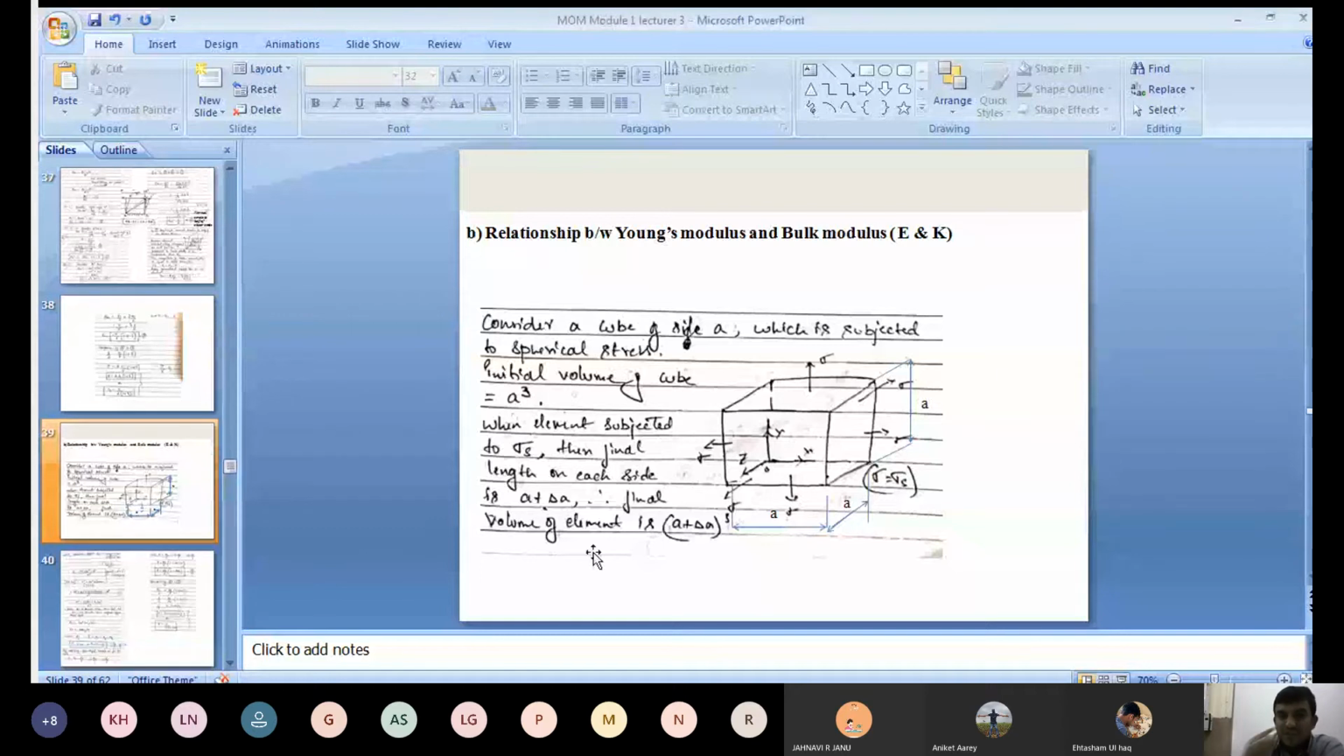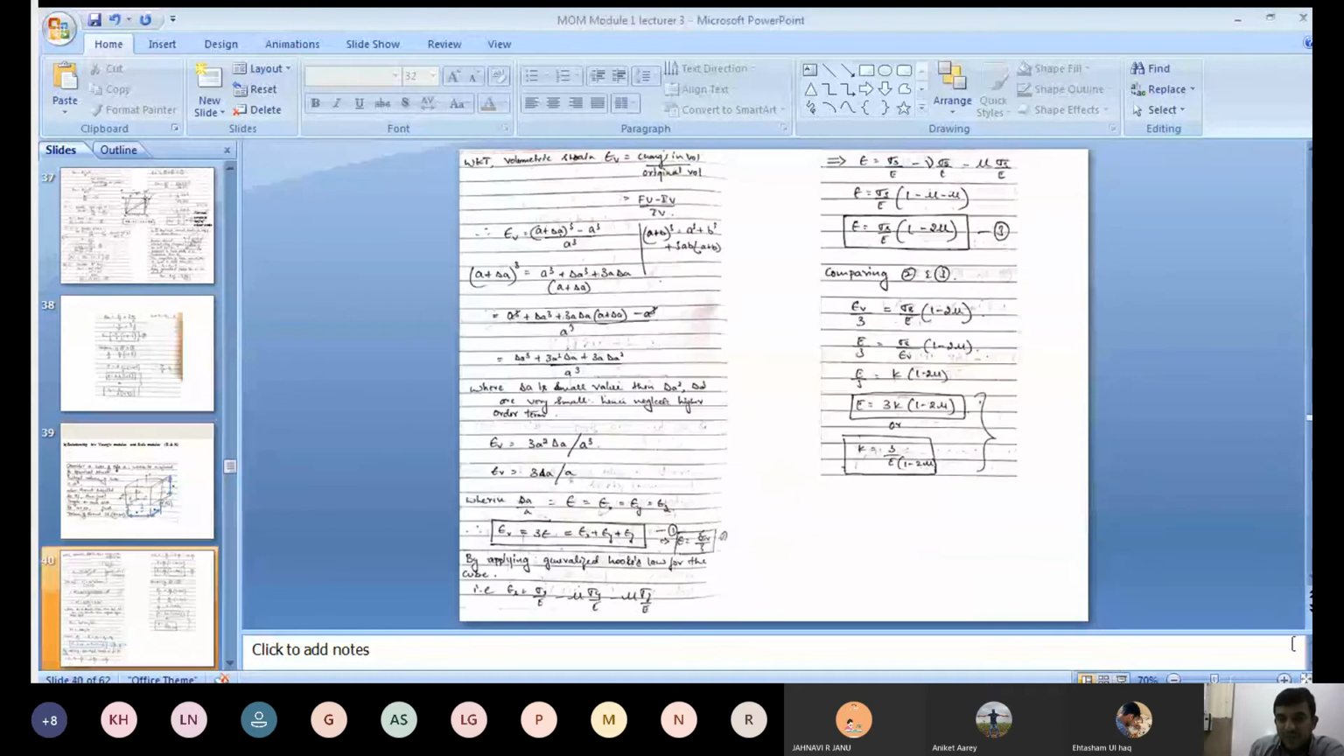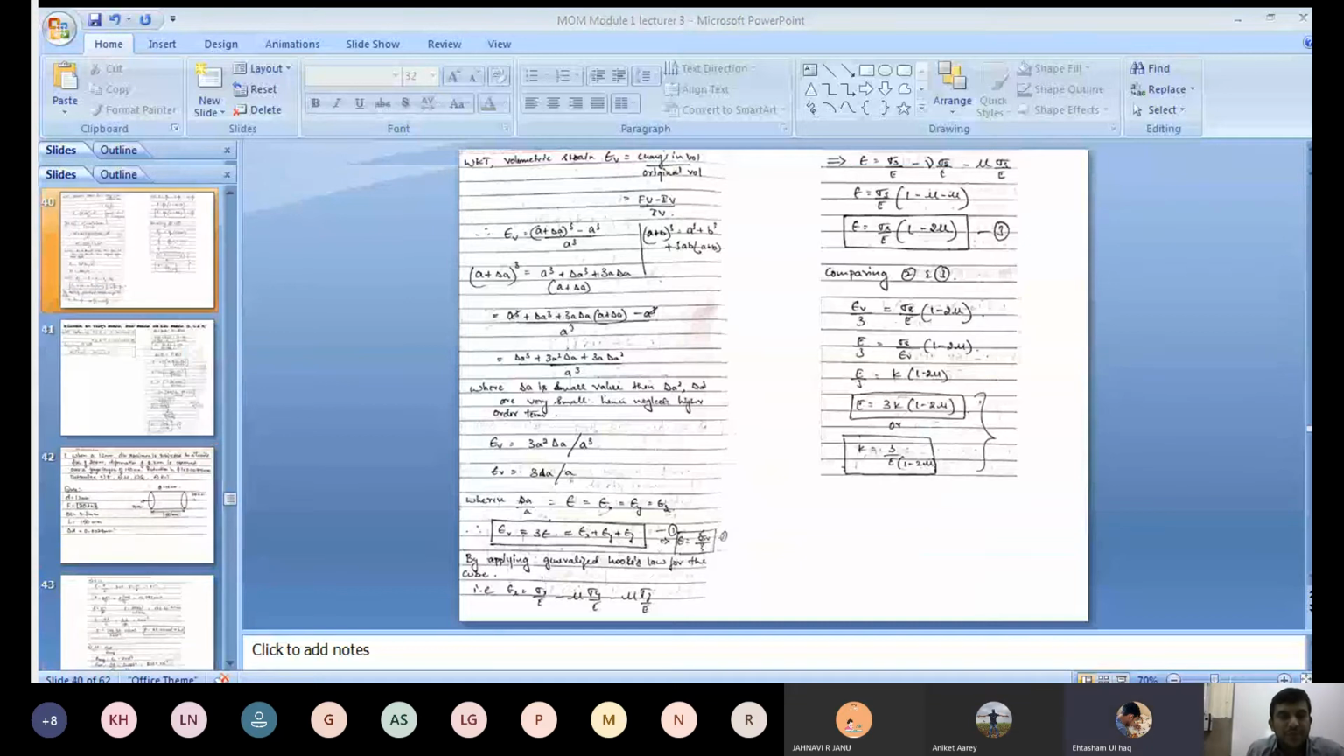Now from this, what type of strain will we get? The same stress is acting in all three mutually perpendicular directions with the same magnitude, acting along those coordinate axes. Now volume increases, so what type of strain will we get? Volumetric strain. Right? Volumetric strain is defined as the change in volume to the original volume.